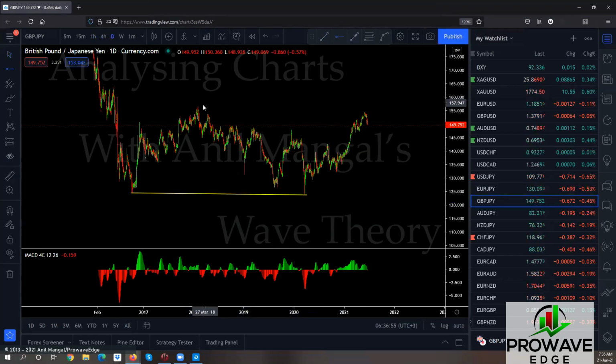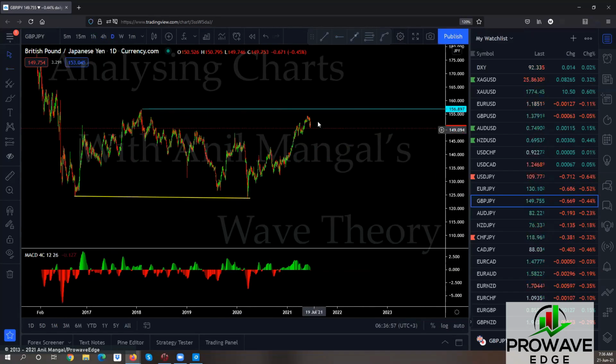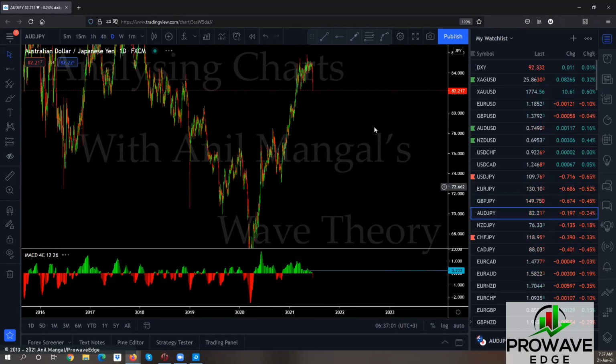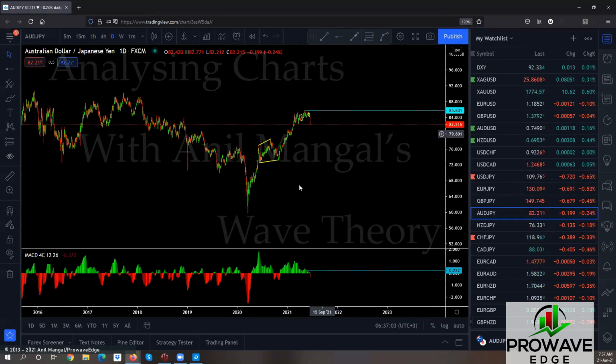I think I showed this already sometime previously. It doesn't have to break the top, by the way. It can start to fall. Aussie yen, we're correcting. Aussie yen is a correction downwards. It's not the fall, it's a correction. We do have divergence here, so this would be a much bigger correction.